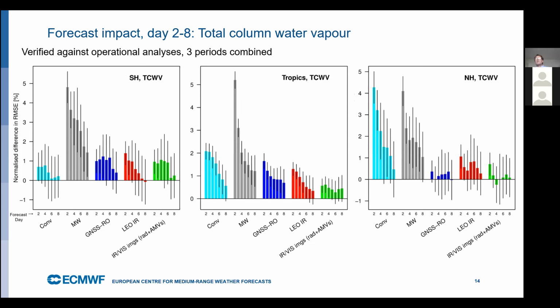This is the errors in total column water vapor in the different regions: southern hemisphere, tropics, and northern hemisphere. For instance, in the tropics, you can see we have a statistically significant impact in the total column water vapor forecast out to day 8. Smaller impact in the northern hemisphere, bigger in the southern hemisphere, but the tropics is really quite an interesting result. And as I said, I think that's the kind of new result we've achieved over the last few years: an impact on water vapor.